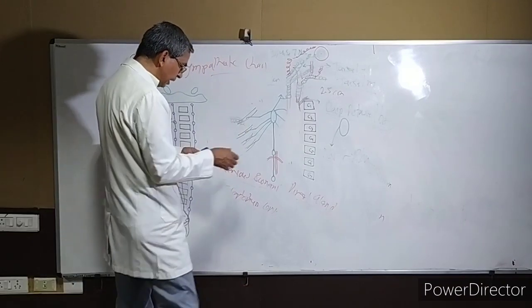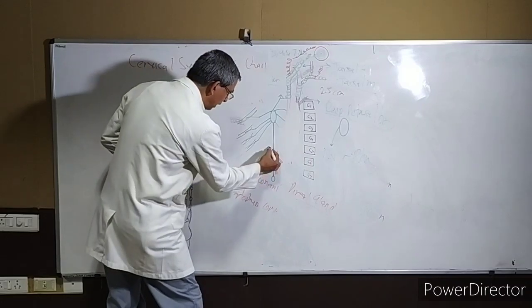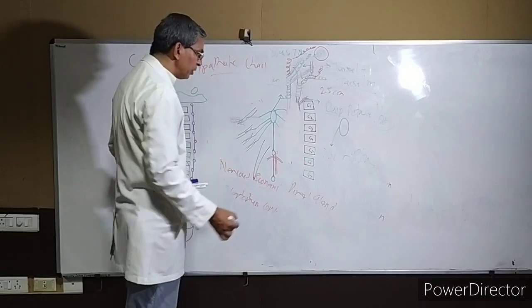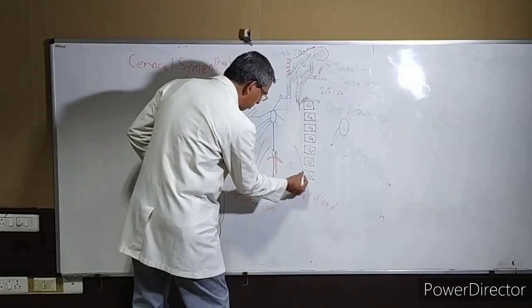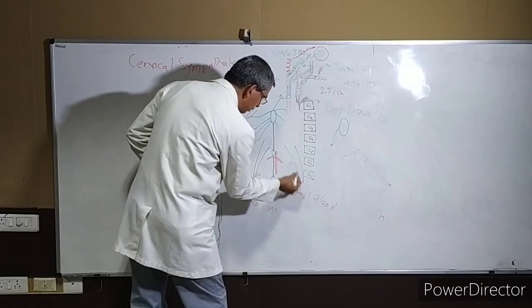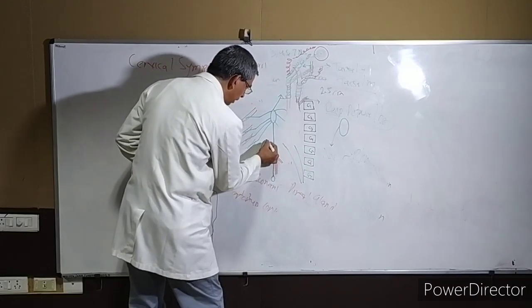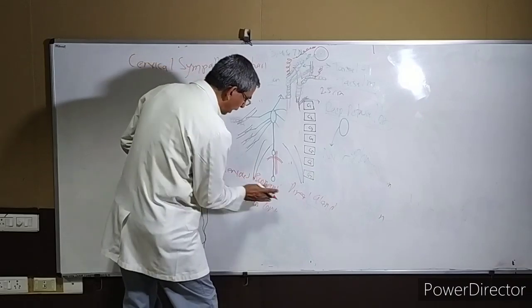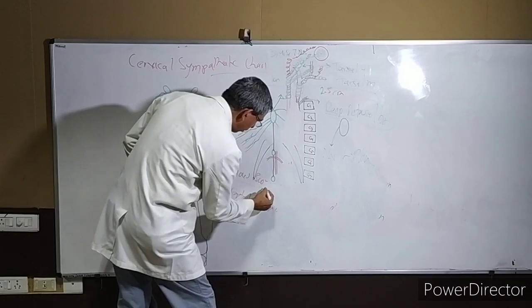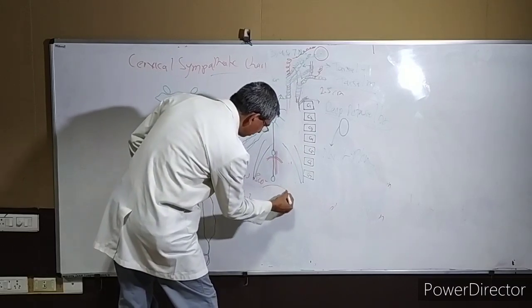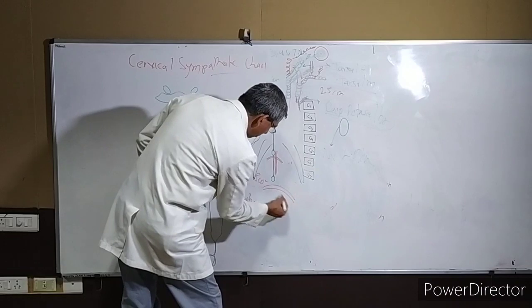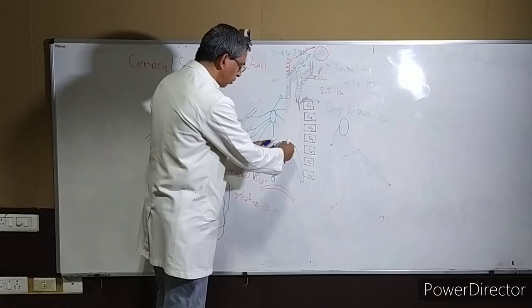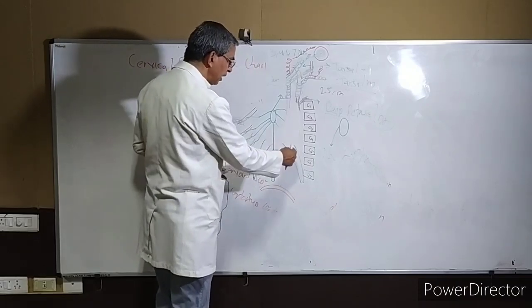You can also understand this: this is the scalenus anterior muscle, and this is the longus colli muscle. Here one triangle is formed, the scalenovertebral triangle. The base is formed by the subclavian artery, and the apex is formed by the crossing of the two muscles, the scalenus anterior and the longus colli.